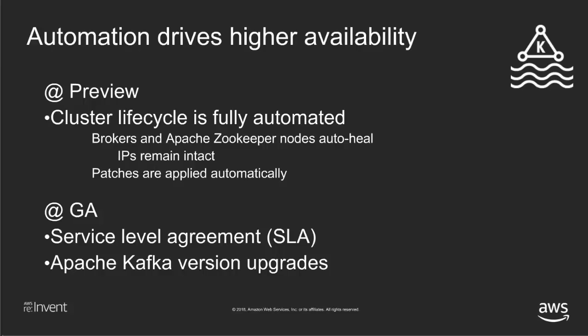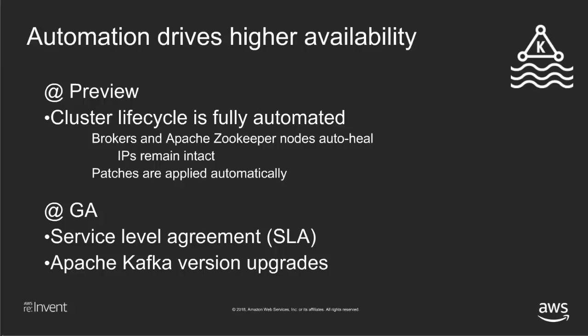During that replacement, the IPs of those resources remain intact. So if we introduce a replacement resource, the IPs that are used for the clients are the same. That means that their clients themselves don't have to do any work to recognize any new IPs that may have otherwise been given back if we gave you a different IP associated with those resources. The patches are also applied automatically. You don't have to think about patching of the actual infrastructure. We're taking care of that for you.